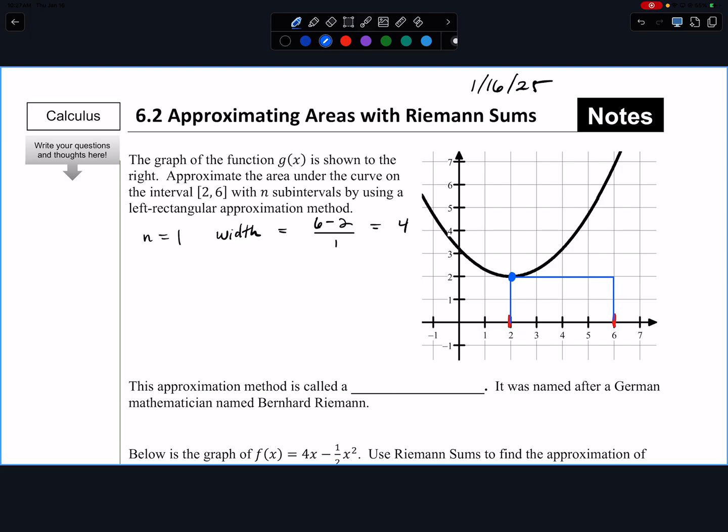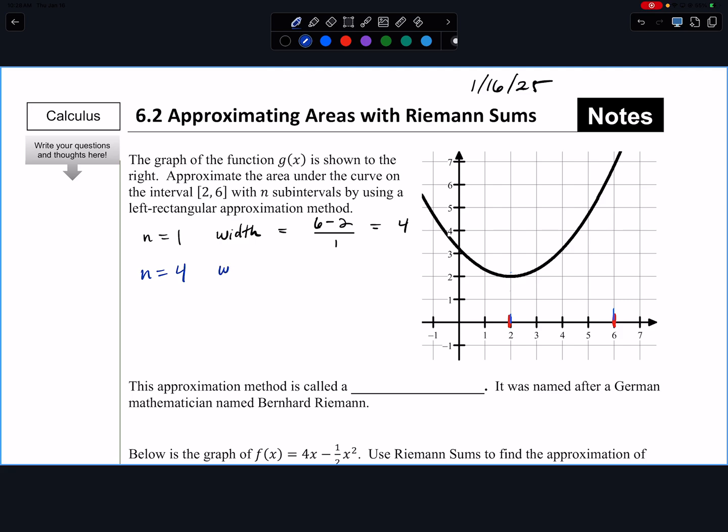Okay, but if I'm trying to find the area under the curve, do you agree that I'm also not getting all this area by doing that? So do you think this is going to be a good estimation? The answer is no. Okay, so we don't want to use one interval. So let's see what happens if I pick, I don't know, 4. So let's pick 4.